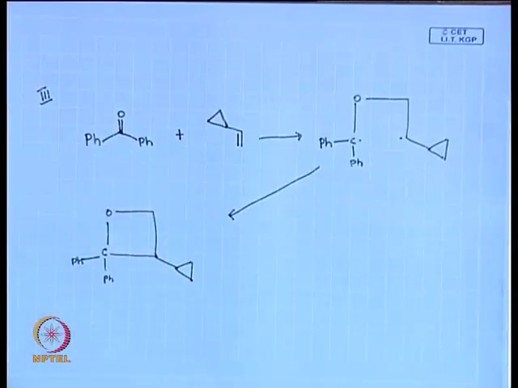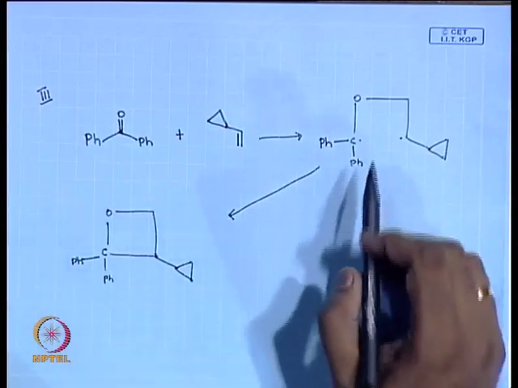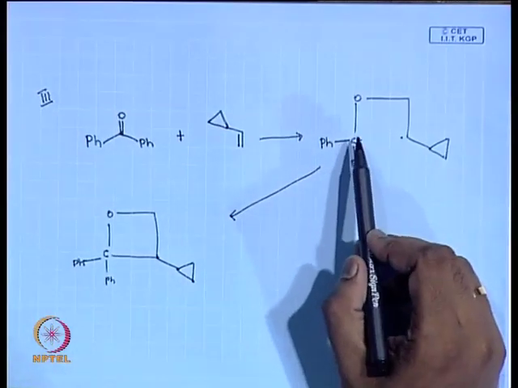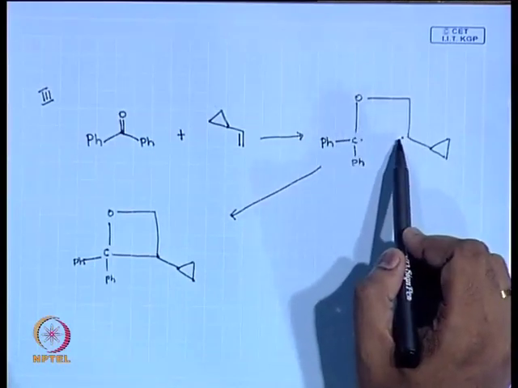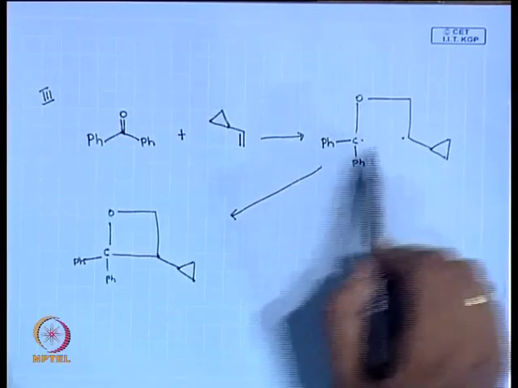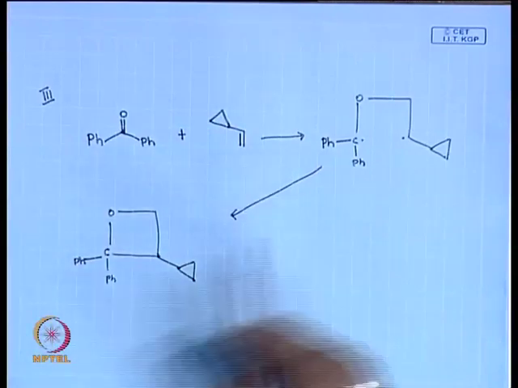This you can do that, yeah, fine, because it is a radical. You should come to a conclusion about what radical I am talking about. 1, 2, 3, 4, sir, a 1,4-diradical. So, I am doing a cyclization, fine. What else can it do?